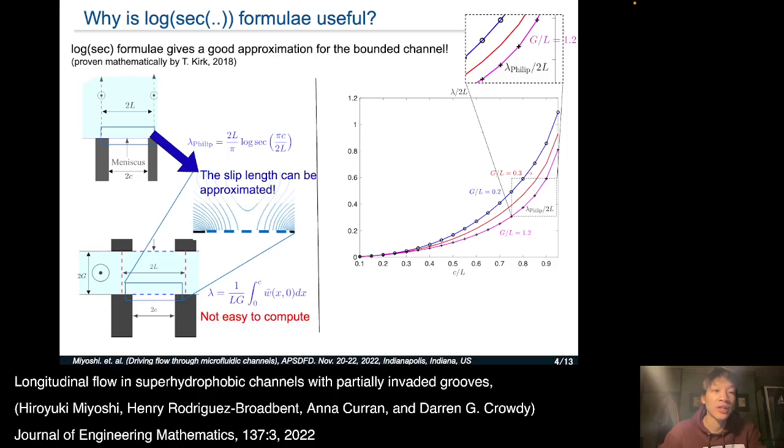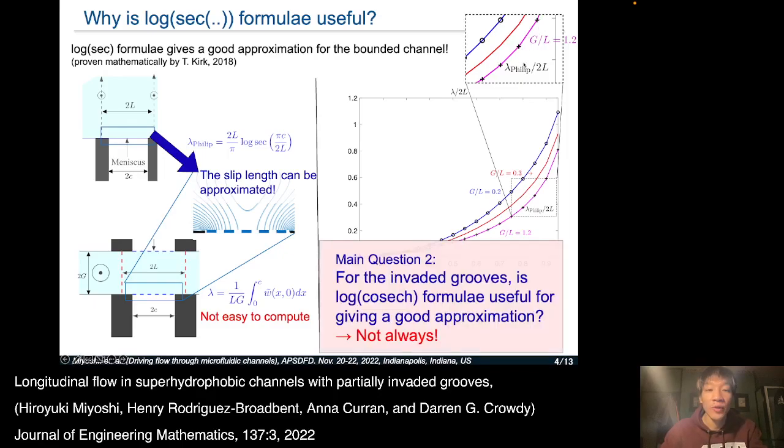This is because the log sec formula gives a good approximation for the bounded channel. This graph shows a comparison of the slip length of the semi-infinite channel and the bounded channel. The pink line shows the slip length for G over L equal to 1.2, and the cross dot corresponds to the semi-infinite channel case. As you can see, the pink line nearly matches the semi-infinite channel case. The natural question is, for the embedded grooves, is the log cosec formula useful for giving a good approximation? The answer is not always.